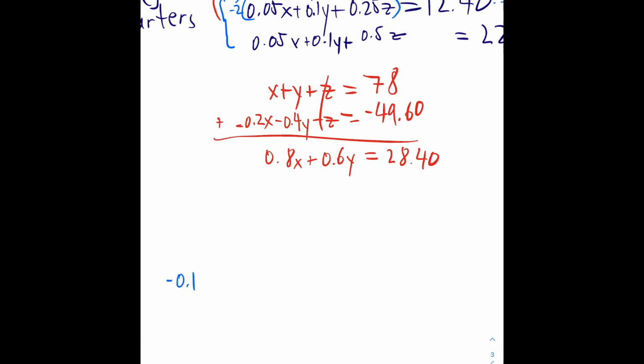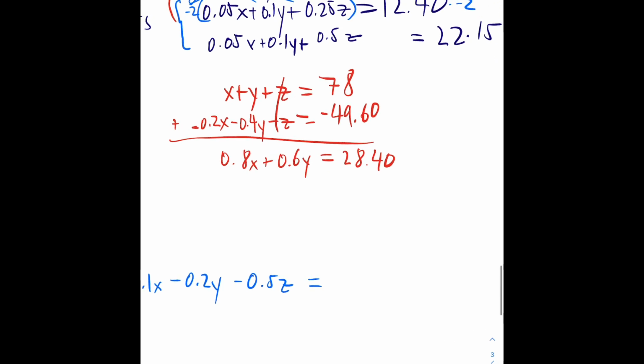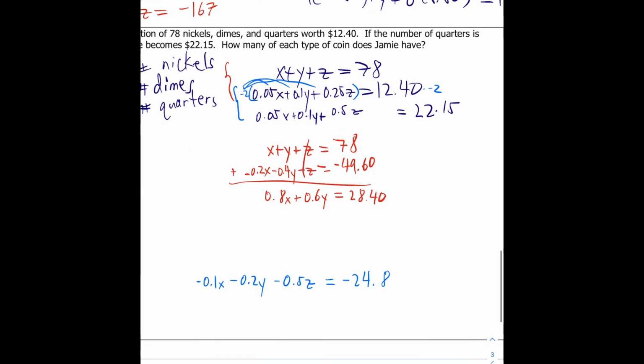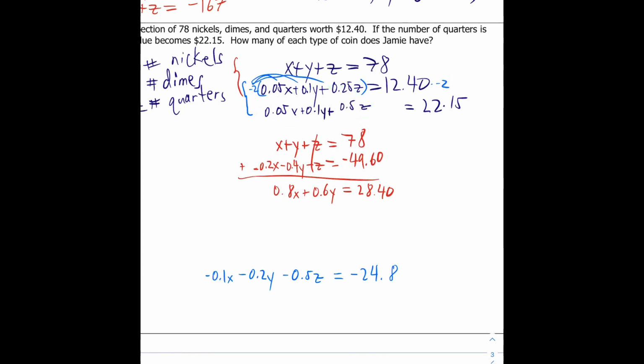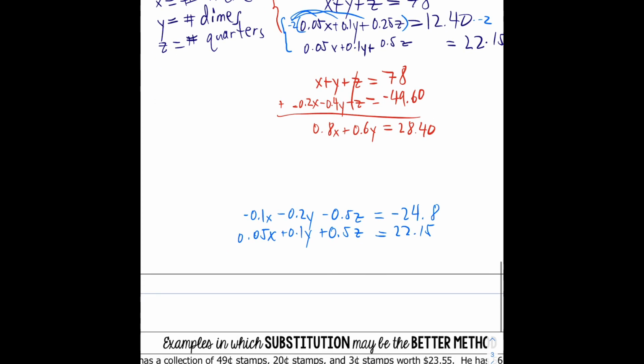negative 0.1x minus 0.2y minus 0.5z. It's 1240 times -2. What is that? Negative 24.8. Okay, let's copy this third equation down here. Okay, that'll give me 0.05x plus 0.1y plus 0.5z. That equals what? 2215. So I just have to add all this together.